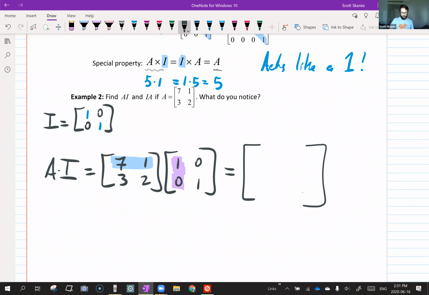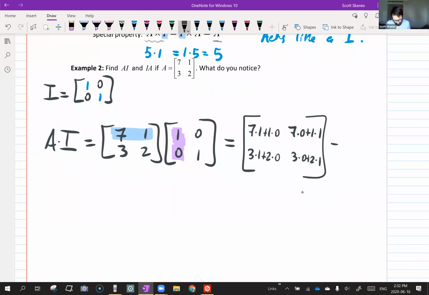So 7 times 1 plus 1 times 0, that's a 7. 7 times 0 plus 1 times 1. The next one, 3 times 1 plus 2 times 0. The next one, 3 times 0 plus 2 times 1. Just following the same rules that I followed before. What you'll see is we get back 7, 1, 3, and 2, which is the exact same thing I started with.